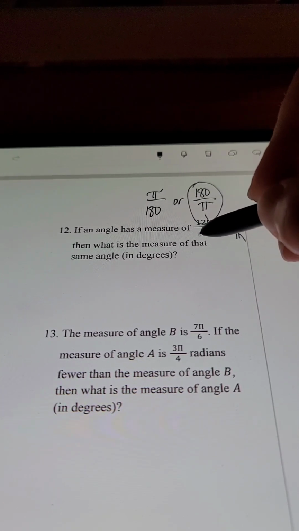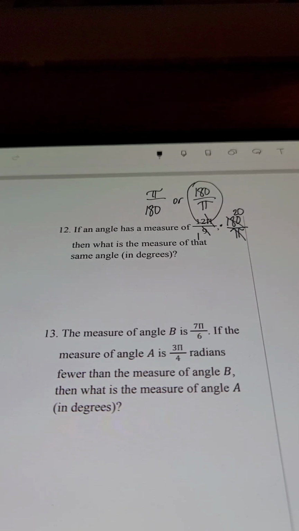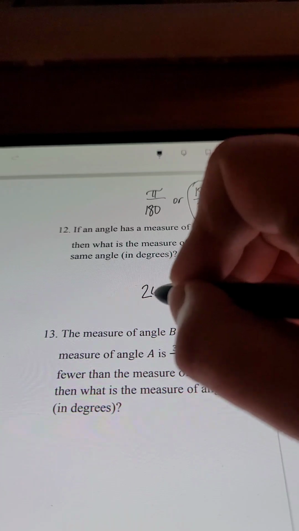And then the 9 goes into 9 one time, it goes into 180, that would be 20 times, so then it's just 12 times 20. And that should just give you 240 degrees.